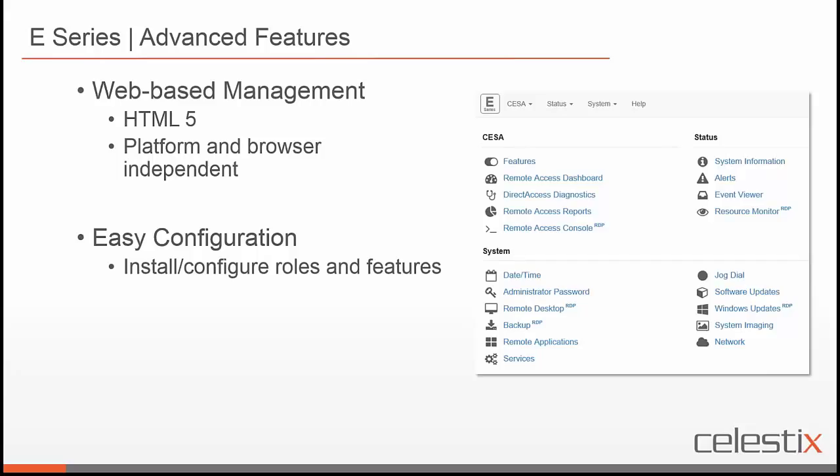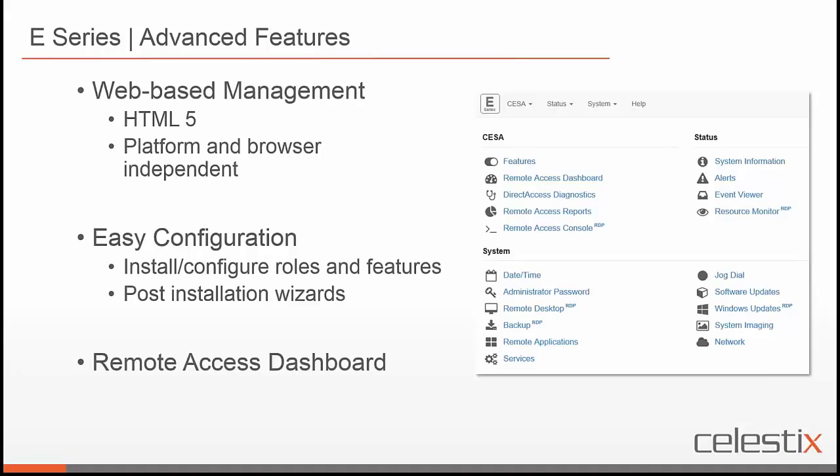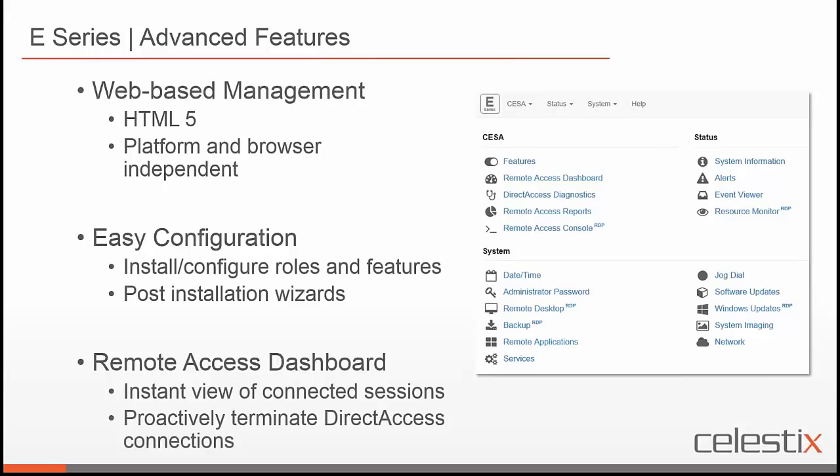After that, you can install and configure roles and features using the web-based management console. After you've deployed a role, then you can use our post-installation wizards to finalize that installation. After you've got the system up and running, you have a remote access dashboard, of course, that provides an instant view of connected sessions. It also includes some proprietary features like our kill switch feature, which we just announced recently. Allows you to proactively terminate direct access connections for connected users.